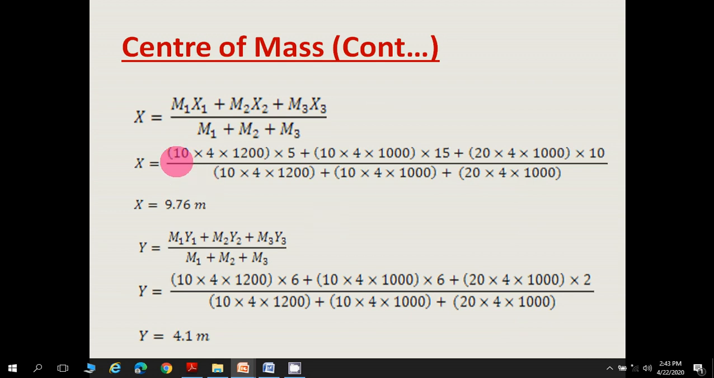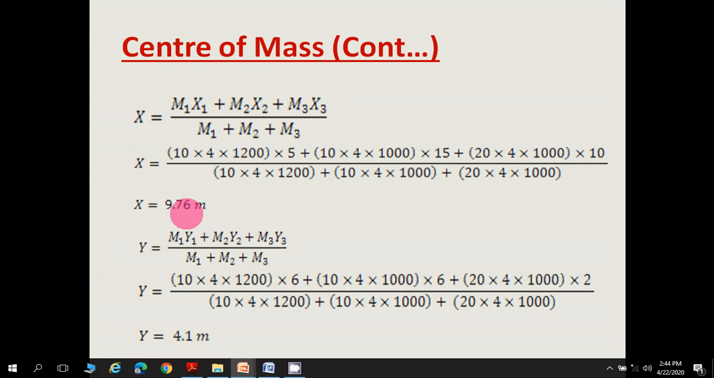I have put it here: the total load of floor 1 is 10 into 4 into 1200 and its CG in the x direction is 5 meter. Similarly m2 is 10 into 4 into 1000 with its CG x2 at 15 meter, and m3 is 20 into 4 into 1000 with its CG at 10 meter. After dividing by the total load, the value of x will be 9.76 meter. Now in the y direction, the center of mass is m1 y1 plus m2 y2 plus m3 y3 divided by the summation of total weight.